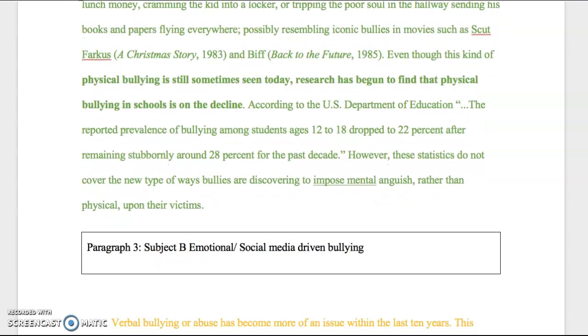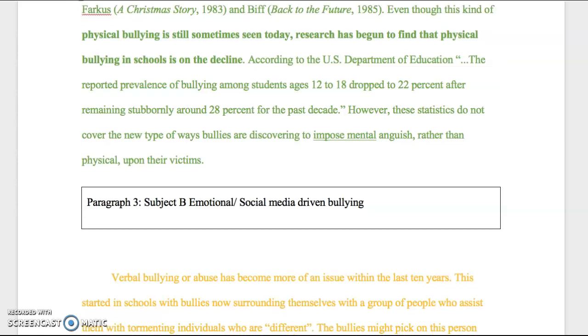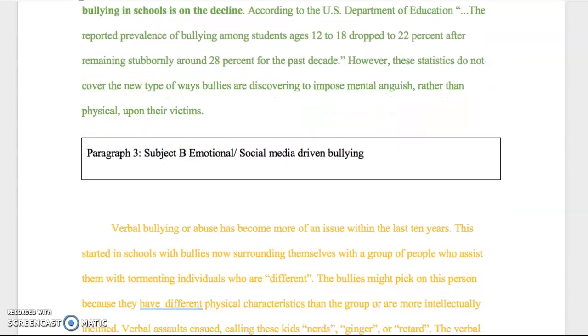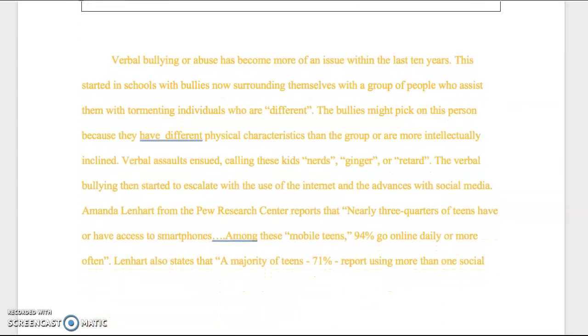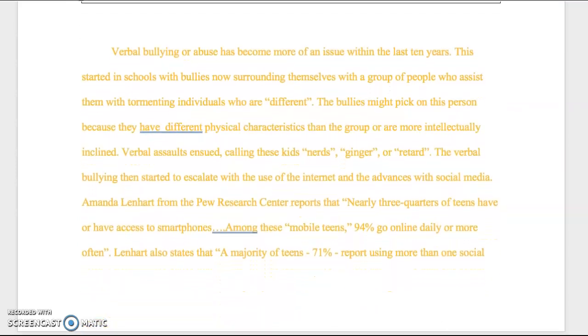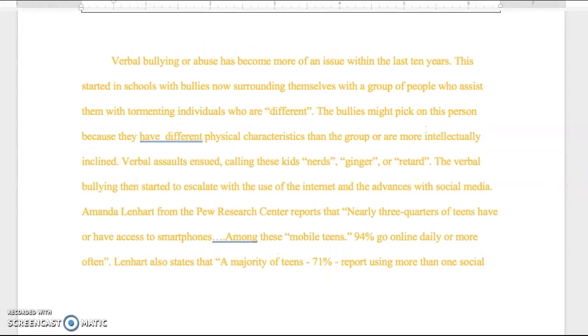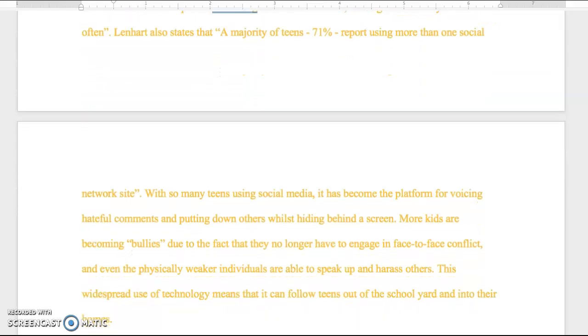From that point, you're going to talk about your second subject, which is emotionally charged, social media driven bullying. And they do a whole paragraph just on emotional bullying. And they put examples in there of how 94% of kids go online every single day. And out of that 94%, 71% report using more than one social media network site, which means there's more opportunities for you to be bullied if you're across more platforms.